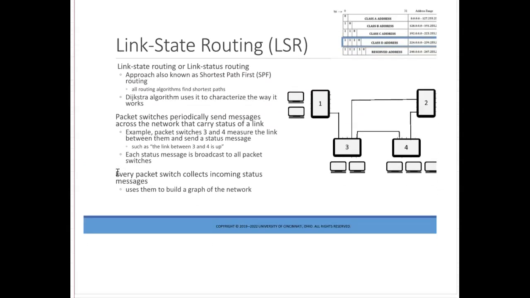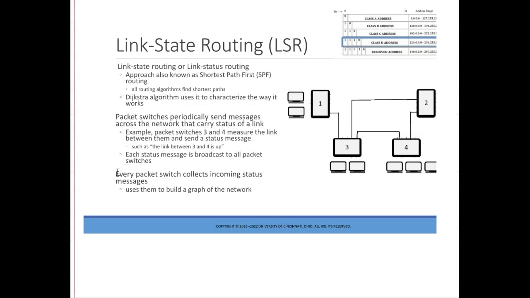Link state routing is also known as the shortest path first routing approach. The Dijkstra algorithm uses it to characterize the way it works to find the shortest paths. To use LSR, packet switches periodically send messages across the network that carry the status of a link. For example, packet switches 3 and 4 measure the link between them and send a status message, such as, "The link between 3 and 4 is up." Each status message is broadcast to all packet switches, and every packet switch collects incoming status messages and uses them to build a graph of the network.